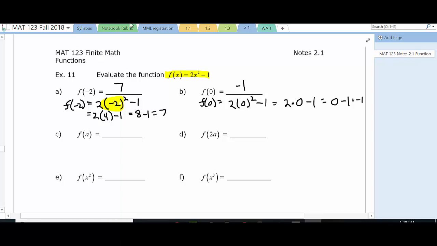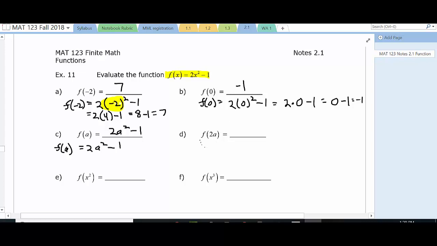The next ones have variables in them, so it's the same idea. If you're doing f of a, all you're going to do is where you see x, put in an a. So you would have 2 times a squared minus 1. And that's it. There isn't anything you can do with that because a is a variable. You don't know what it is.